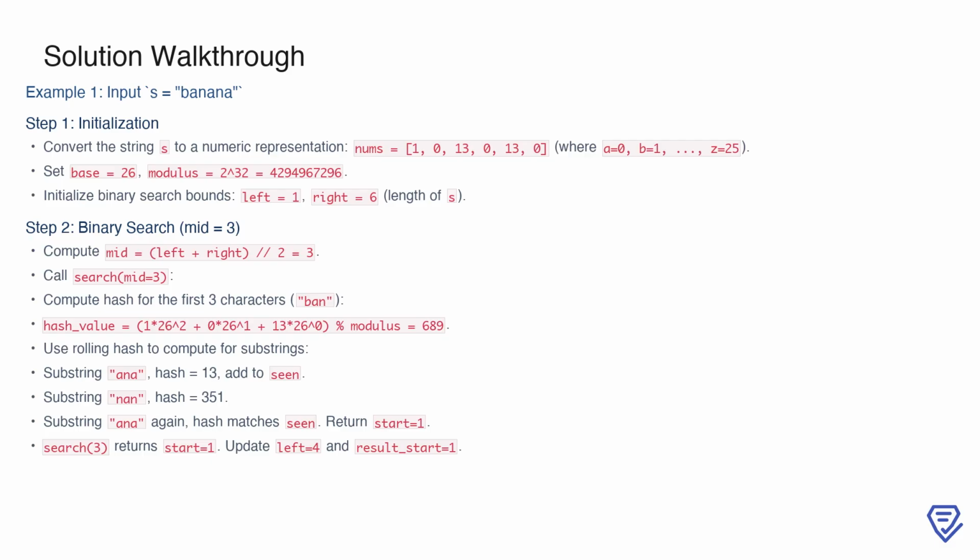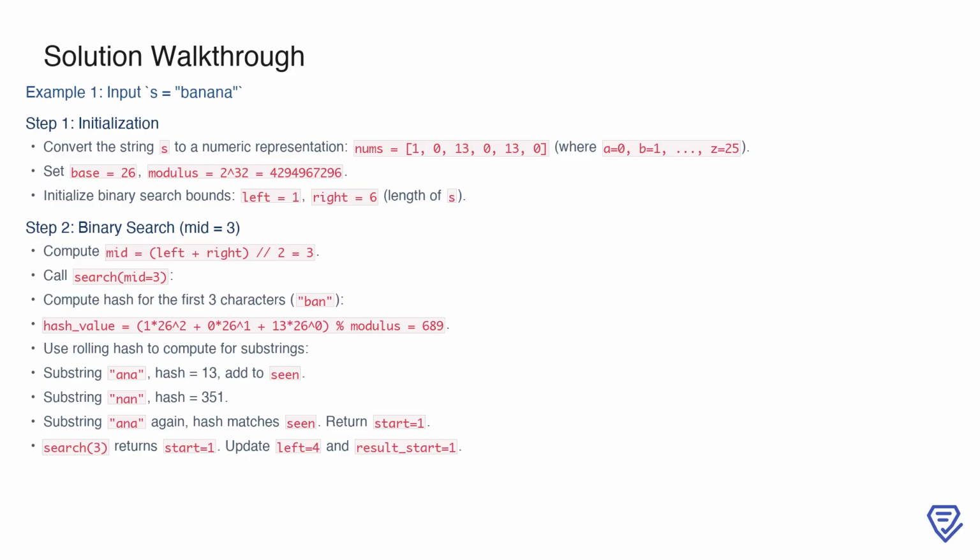To solve the problem of finding the longest duplicate substring, we start by converting the input string banana into a numeric representation where each character is mapped to a number based on its position in the alphabet. For example, A becomes 0, B becomes 1, and so on. This gives us the array 1, 0, 13, 0, 13, 0. Next, we define two constants, the base, which is 26 representing the number of letters in the alphabet, and the modulus, which is set to a large value of 2 to the power of 32. These constants will help us efficiently compute hashes using the rolling hash technique.